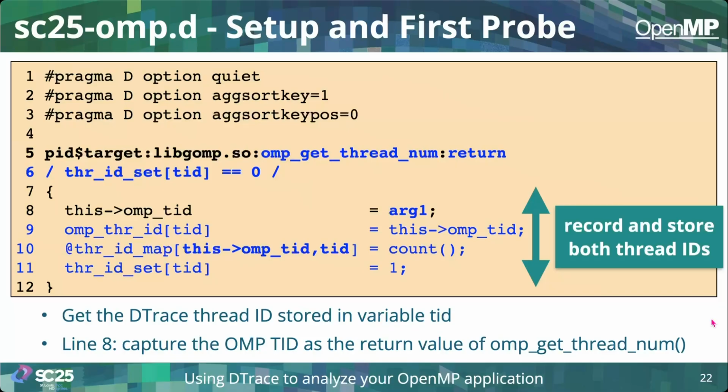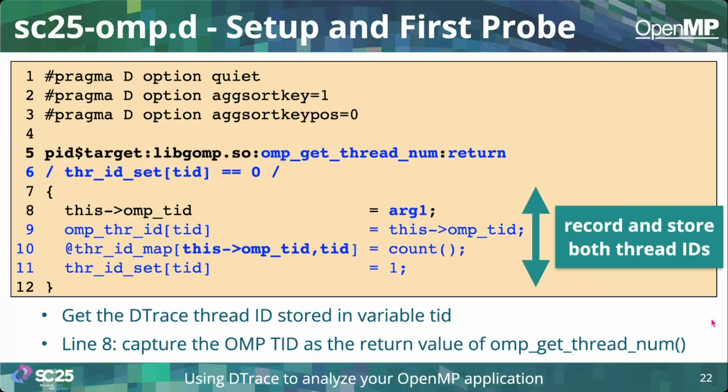Why am I looking at the return? Well, I want to know the thread ID. I'm using this function to capture the OpenMP thread ID. And let's forget about line 6 for a few seconds and let's look at line 8. At line 8, I'm reading a variable arg1. Arg1 is a DTrace variable that gives you the return value of a function. In this case, that's the thread ID, the OpenMP thread ID, returned by this function.